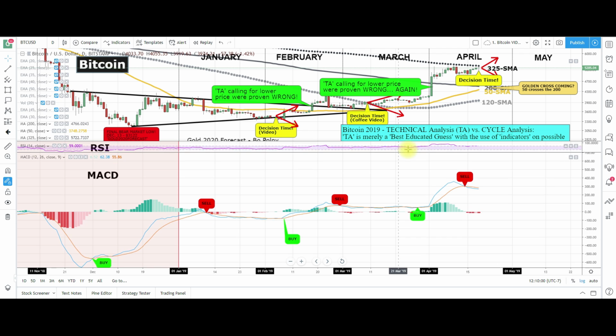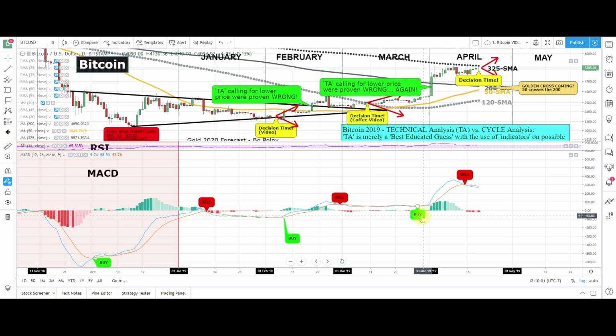And you'll notice that the MACD did trigger a buy signal here a little before the spike, so that was good. The MACD did go higher, but now the MACD is on a problem. It's indicating a sell. So what do you do? Do you sell here, or do you hope for higher prices?